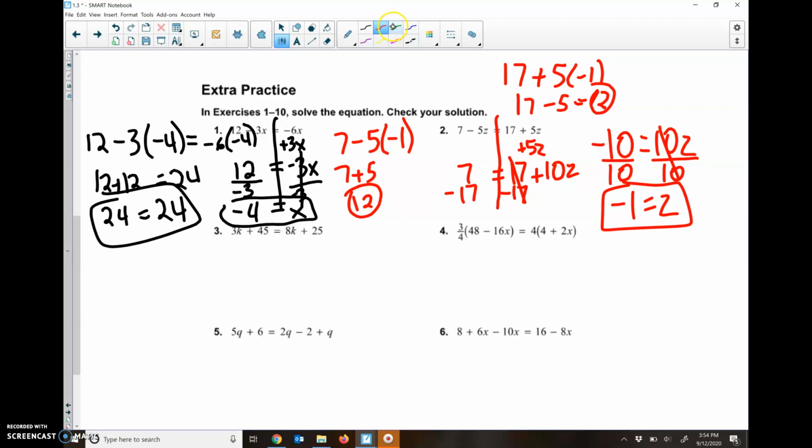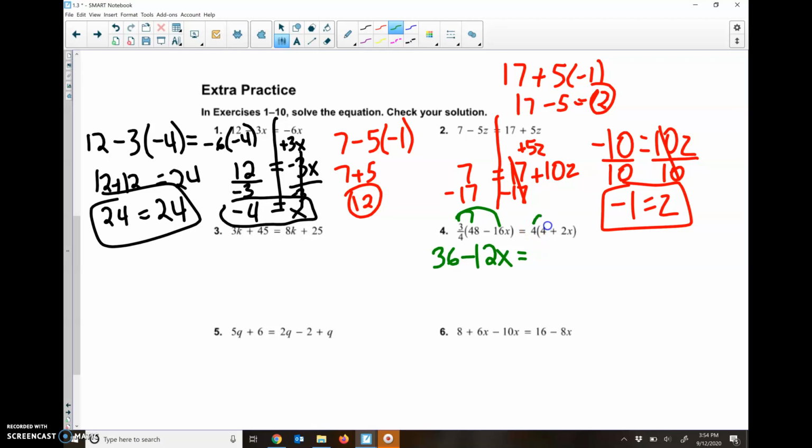All right, let's look at a question like number 4. So this one has a fraction here. And the fraction's in front of the parentheses, so I know I'm going to need to distribute that. So I'm going to distribute 3/4 to a 48 and distribute 3/4 to a negative 16x. So 3/4 of 48 is 36. 3/4 of negative 16x is negative 12x.